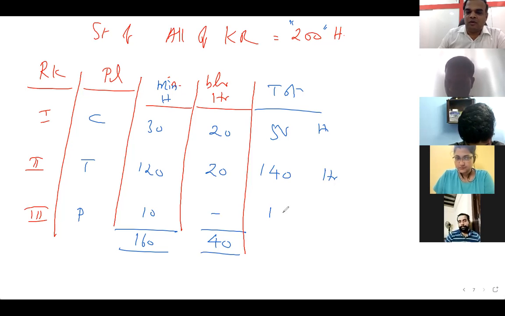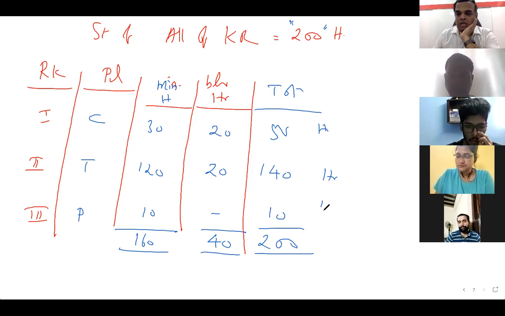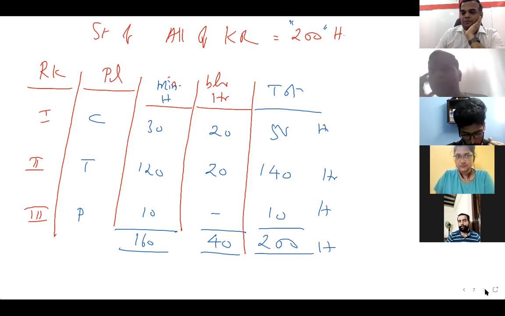Pepper, only the minimum condition I can satisfy. Therefore, how many hectares can I utilize? 140. Understood? 200 hectares allocation. Are you with me? Yes, sir.